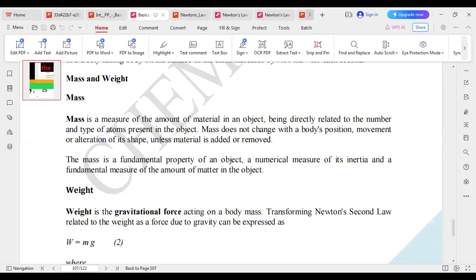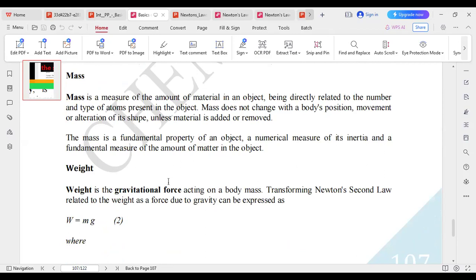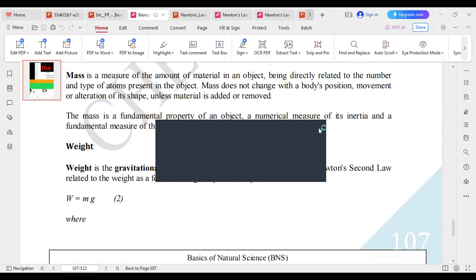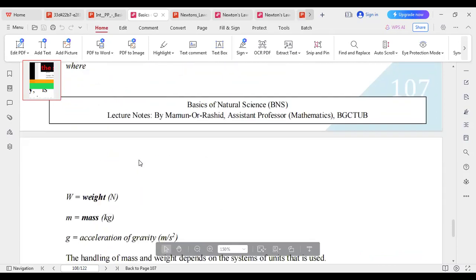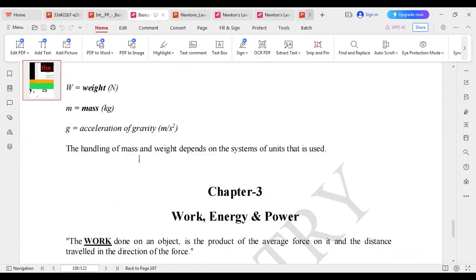Now, what is mass? Mass is the measure of the amount of material in an object, and weight is the gravitational force acting on a body of mass. Transforming the second law of motion, we find weight equals mg, where m is the mass of a body and g is the acceleration due to gravity.